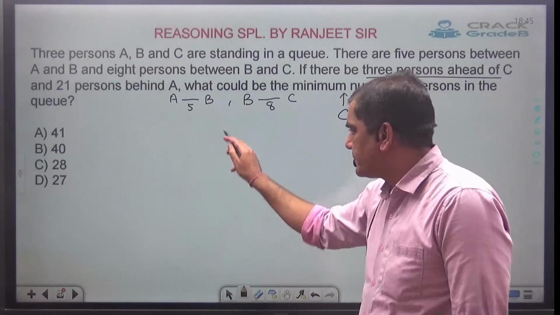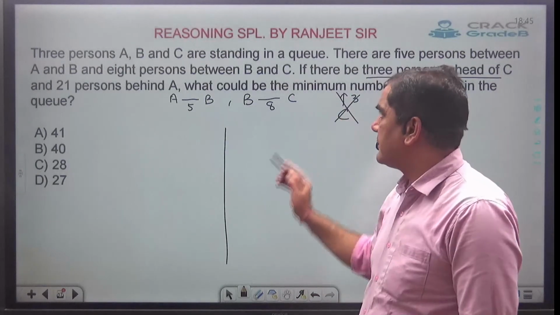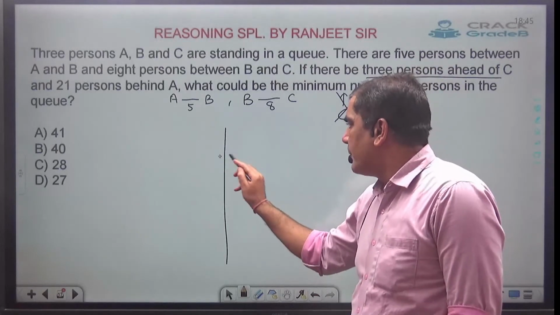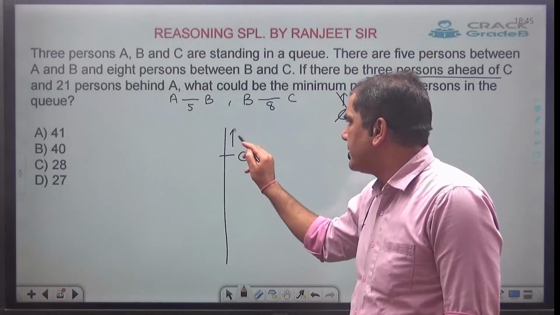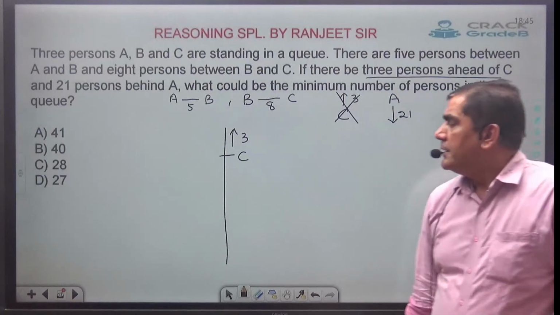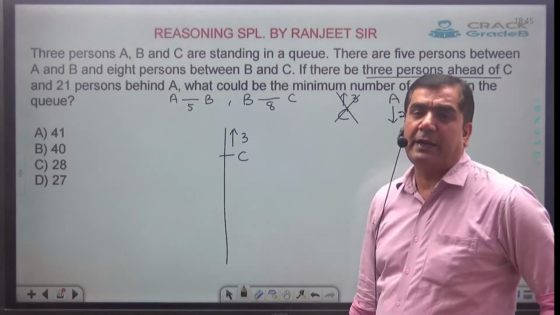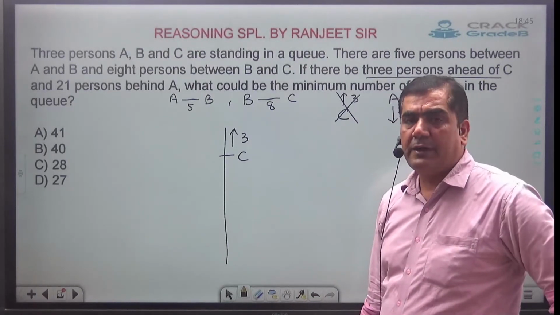Let's arrange. The first condition they have given is to the top of C there must be 3 students only. So if I put C over here, to the top of C there must be 3. Clear? Now, just see, they are saying there are 8 persons between B and C.